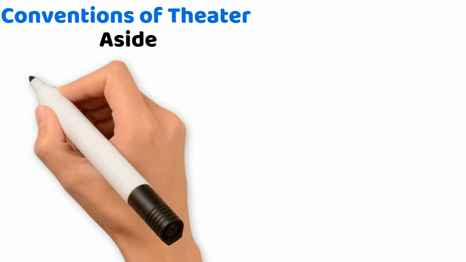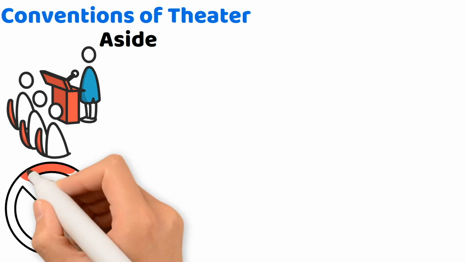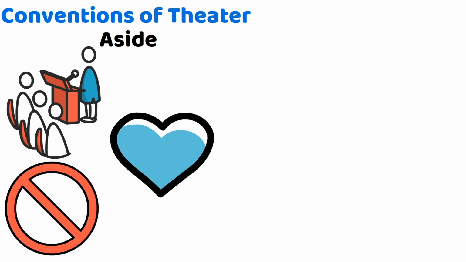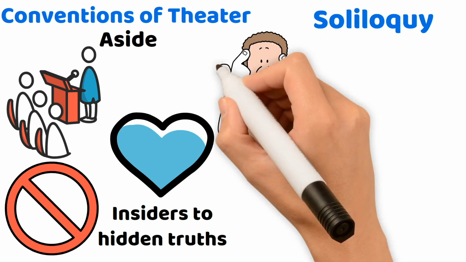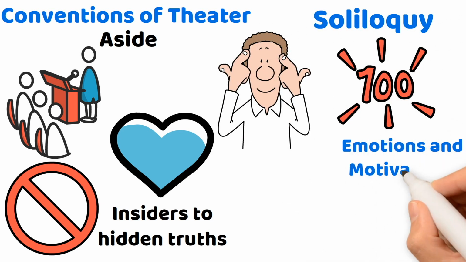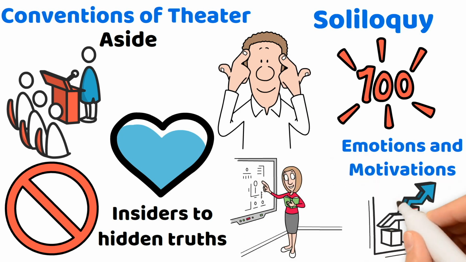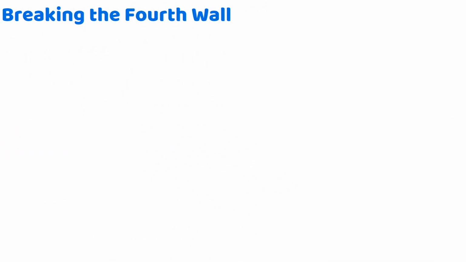Starting with the aside, imagine a character covertly sharing secrets directly with the audience, not meant for the ears of others on stage. This creates an intimate bond with the audience, making them feel like insiders to hidden truths. Now, consider the soliloquy. This is where a character reveals their innermost thoughts aloud. These moments are raw, offering a profound insight into the character's emotions and motivations. As a teacher, guiding students to understand and perform soliloquies can significantly enhance their empathetic skills and comprehension of character complexity. Breaking the fourth wall is another engaging technique.